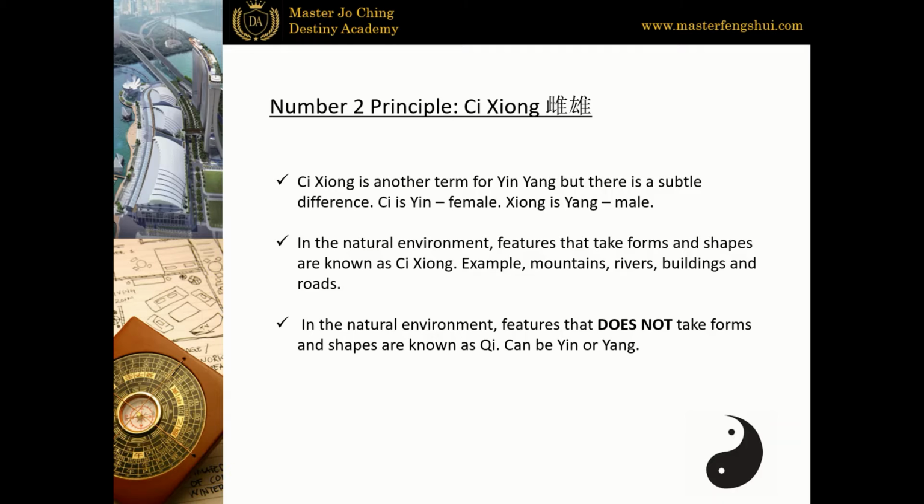Number 2 principle is known as 雌雄. 雌雄 is another term for yin yang. Nevertheless, there's a subtle difference here. 雌 is yin, female. 雄 is yang, male. In the natural environment, features that take forms and shapes are known as 雌雄, for example things that you can feel and touch, like mountains, rivers, buildings, and roads. In the natural environment, features that do not take forms and shapes are known as qi, which you cannot touch or feel; they are not tangible. They are known as yin yang. So there is a subtle difference here.